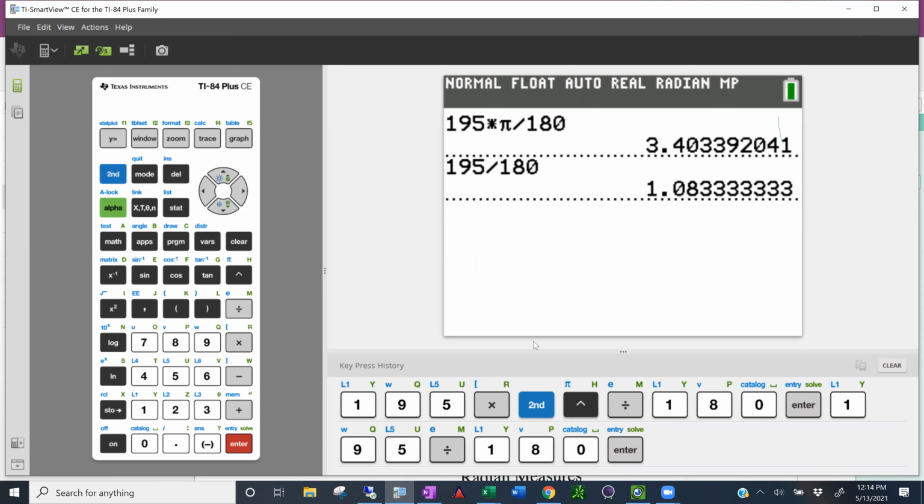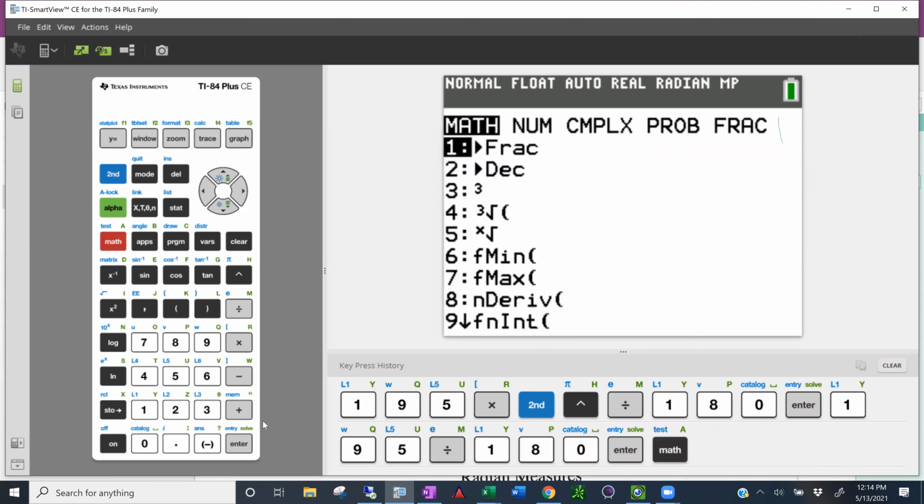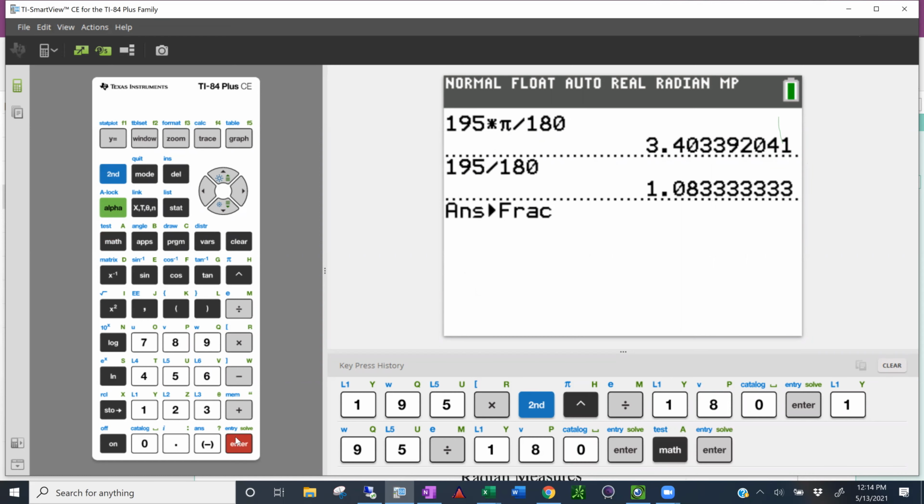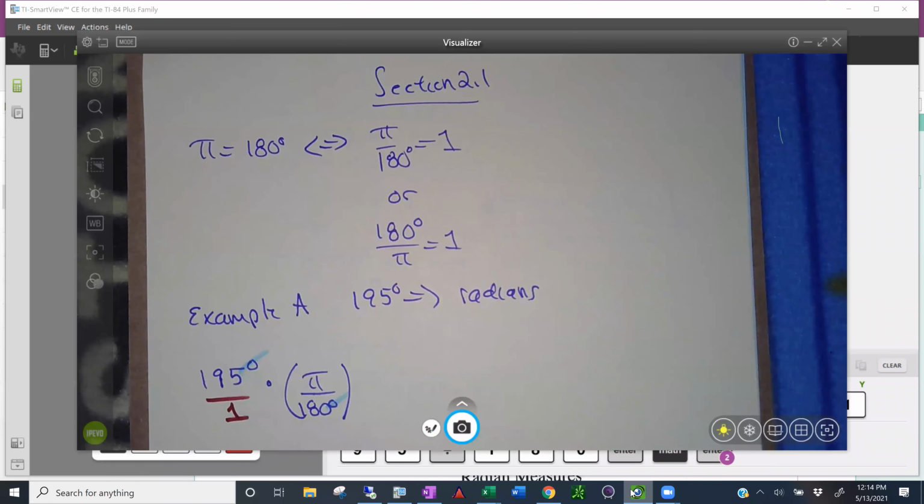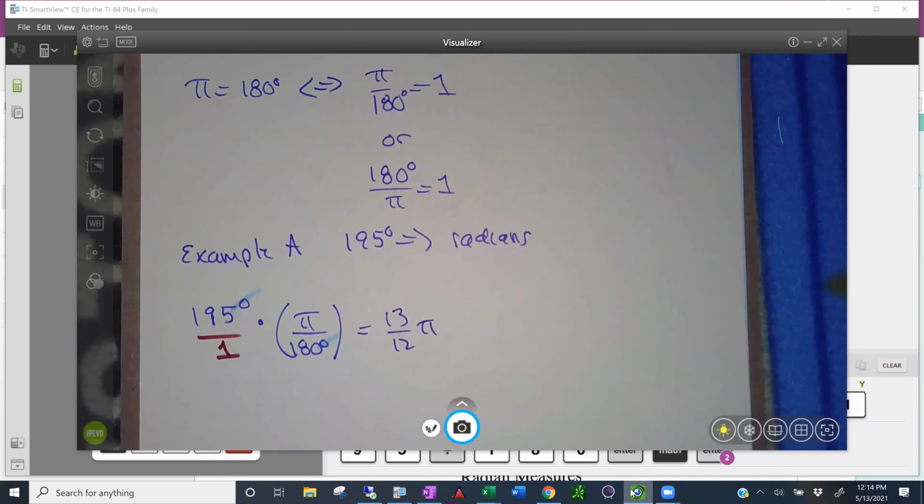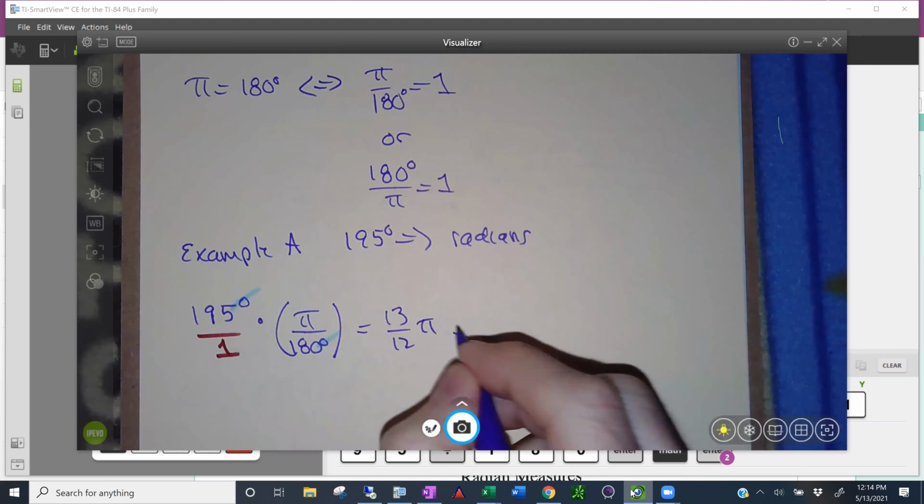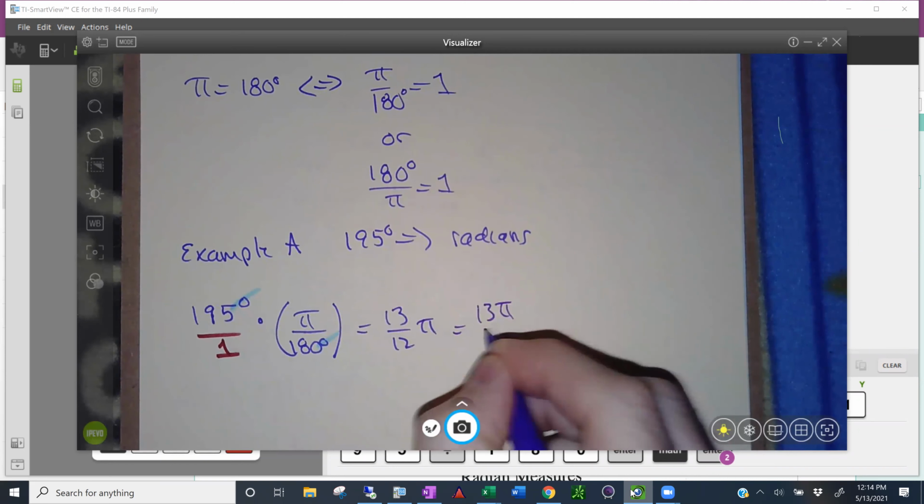But here's the trick that I want you to see. If you click the math button and then press enter twice, like this, it turns into a nice fraction. So the answer that they're going to be looking for in MyMathLab is going to be 13 over 12, and then we'll put in the pi. Or you could write it like this, 13 pi over 12, same thing.